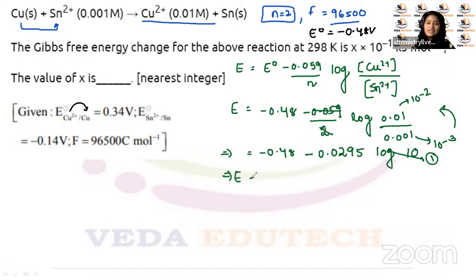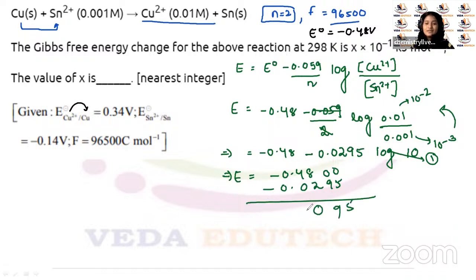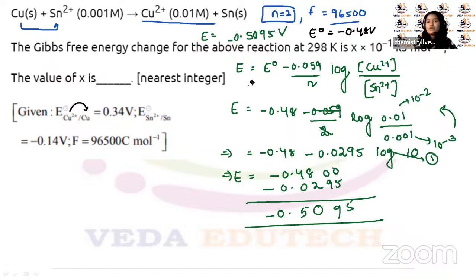So your value of E is going to be minus 0.48 minus 0.0295 and this is 0.0295. This is 5, this is 9, this is 0, and this is 5. So this is going to be minus 0.509. Okay, so we got the value of E also. Yeah, so we got the value of E equals to minus 0.5095 volt. Yes, so we got everything that we required.